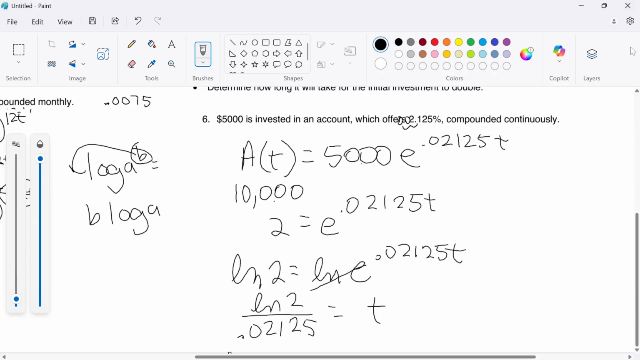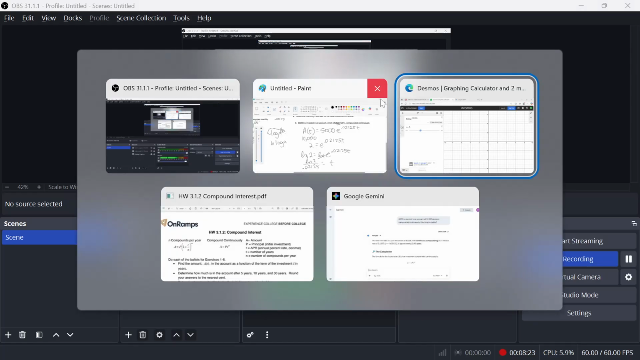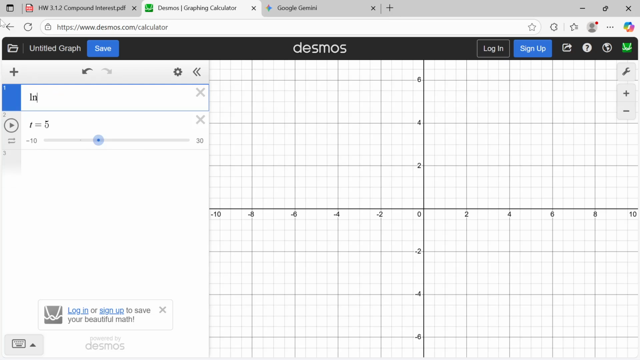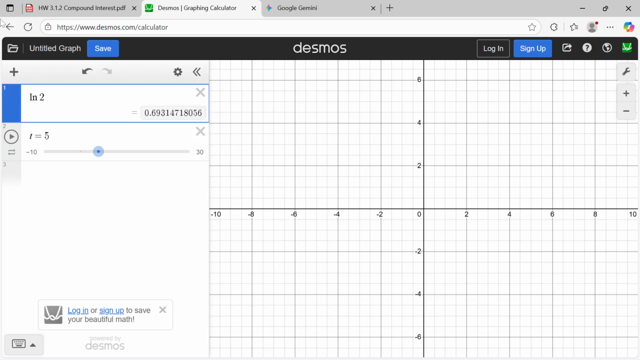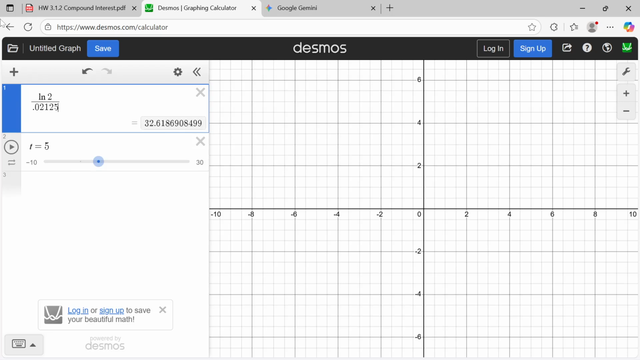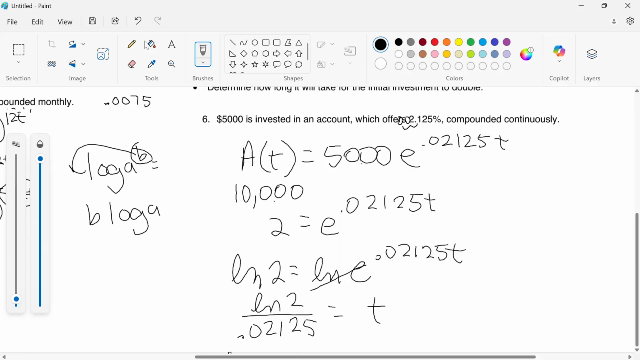So for continuous interest, it's the log of whatever it is. If you double, 2, triple, 3, quadruple, 4, divided by the interest rate written as a number. So I will do this on Desmos. Log of 2 divided by 0.02125, 32.62 years in this case.